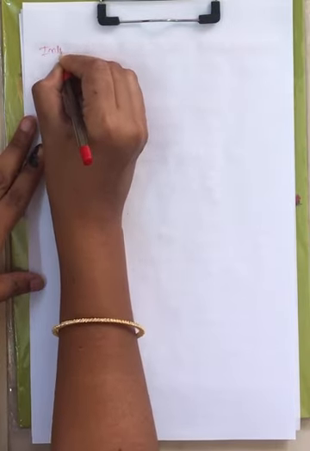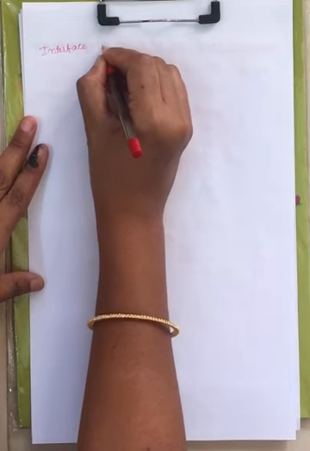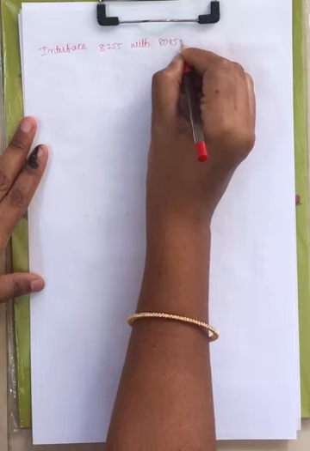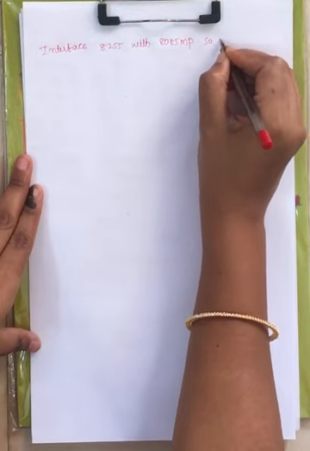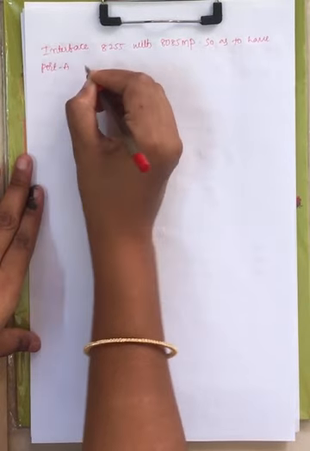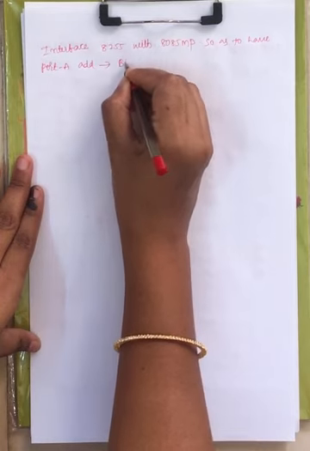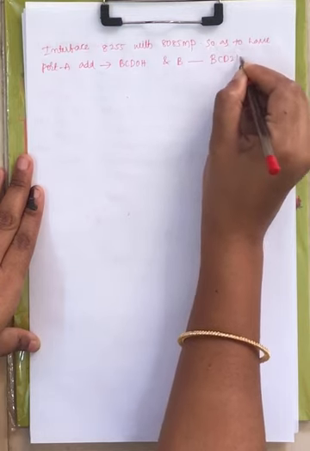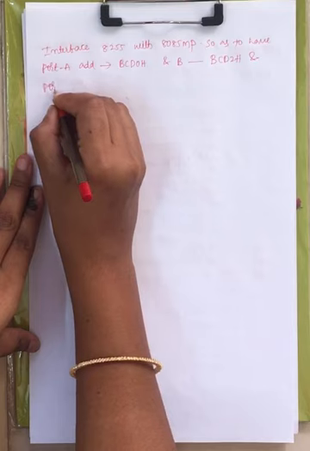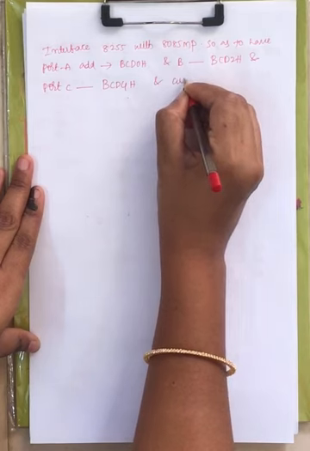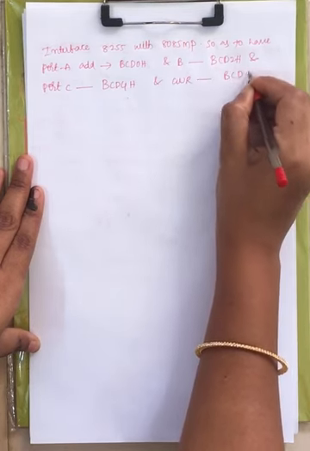Now interface 8255 with 8086 microprocessor, so as to have port A address as BCD0H, port B address as BCD2H, port C address as BCD4H, and control word register address as BCD6H, right?